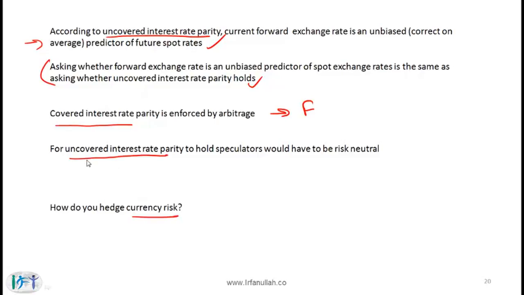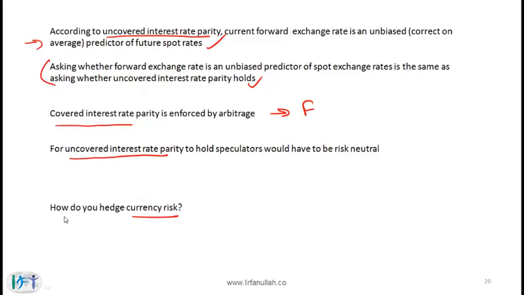Another point to keep in mind is that for uncovered interest rate parity to hold, speculators would have to be risk neutral, and speculators are typically not risk neutral. Therefore, as we discussed on the previous slide, uncovered interest rate parity generally does not hold in the short run or even the medium run.